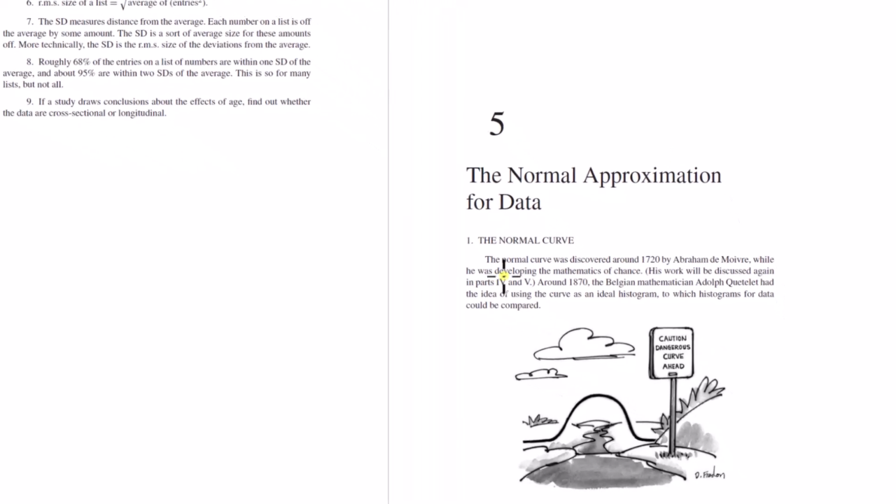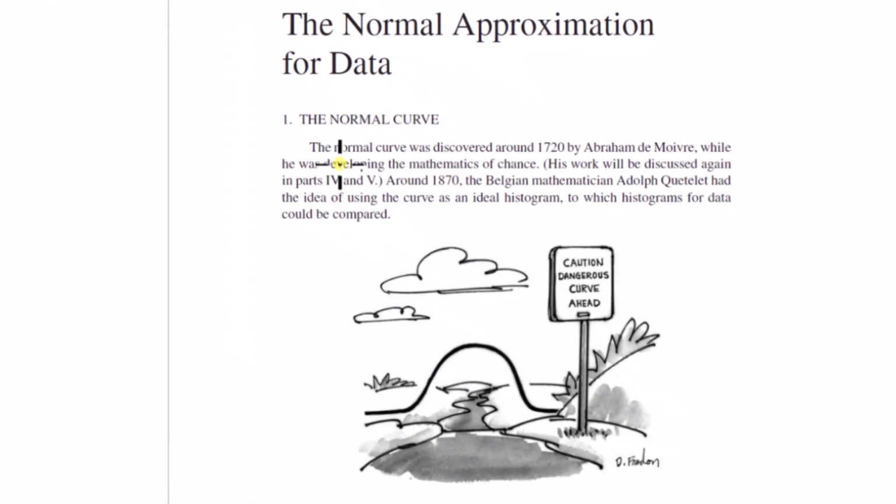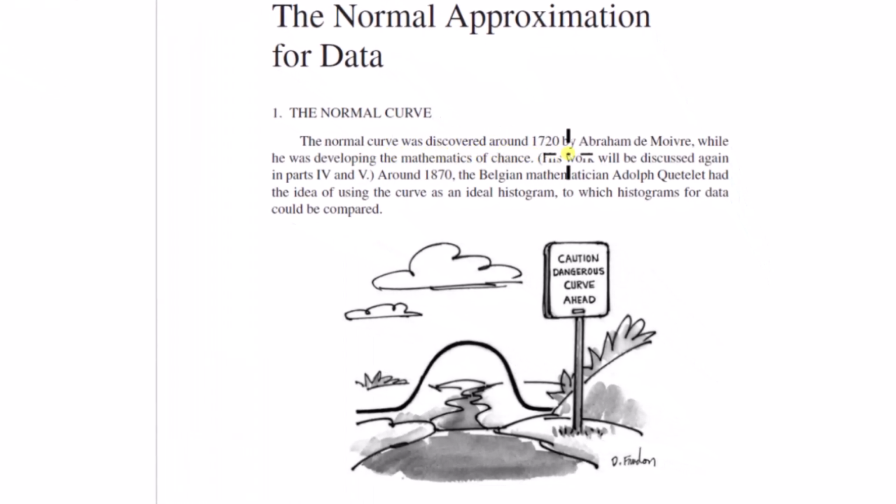Okay, so the normal curve. The normal curve was discovered around 1720 by Abraham de Moivre while he was developing the mathematics of chance. His work will be discussed again in parts 4 and 5. Around 1870, the Belgian mathematician Adolphe Quetelet had the idea of using the curve as an ideal histogram to which histograms for data could be compared.